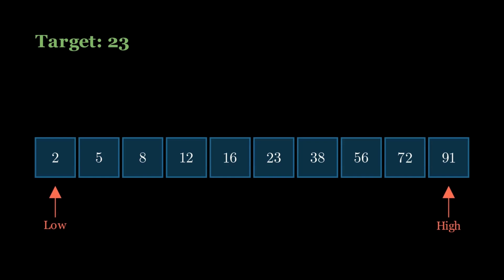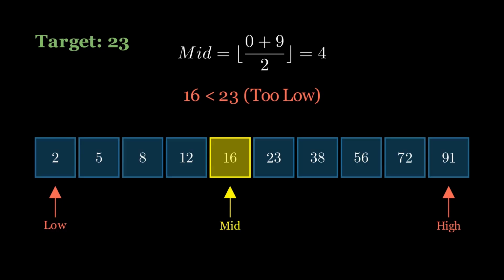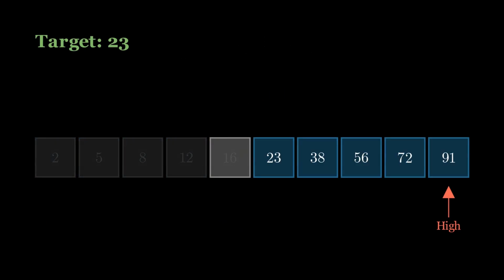We track a low point and a high point. We calculate the exact middle. If the middle number is lower than our target, we know the target, if it exists, must be to the right. So, we instantly delete the entire left half of the universe. We don't just step forward, we leap.